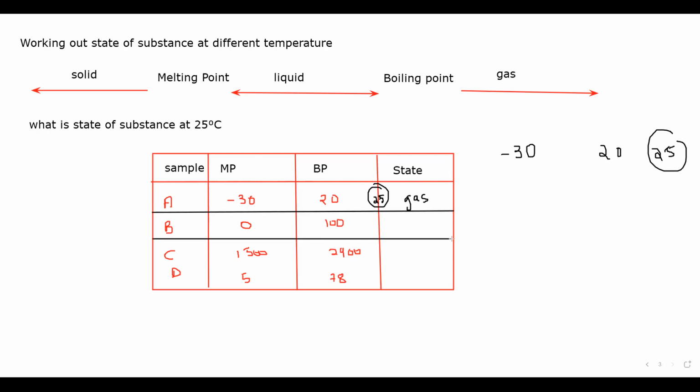Now we check for substance B. We are finding the state of substance B at 25. So where will 25 come for substance B? Before the melting point, between melting and boiling point, or after the boiling point? So 25 will be between the melting and boiling point. If the temperature is between the melting and the boiling point, what will be the state of the substance?